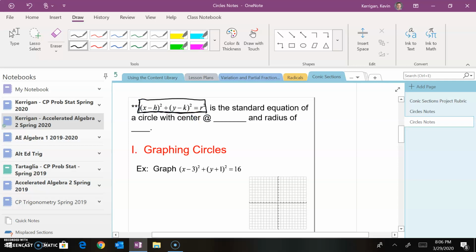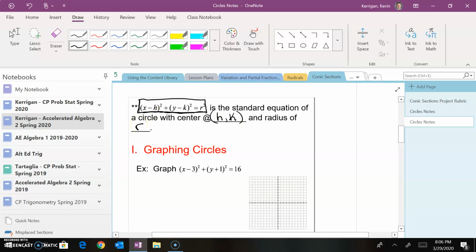This x minus h quantity squared plus y minus k quantity squared equals r squared. That is what we call the standard equation of a circle with center at (h, k) and radius of r. Now notice that (h, k) has come up in functions that we have seen in the past, and it's no different here.